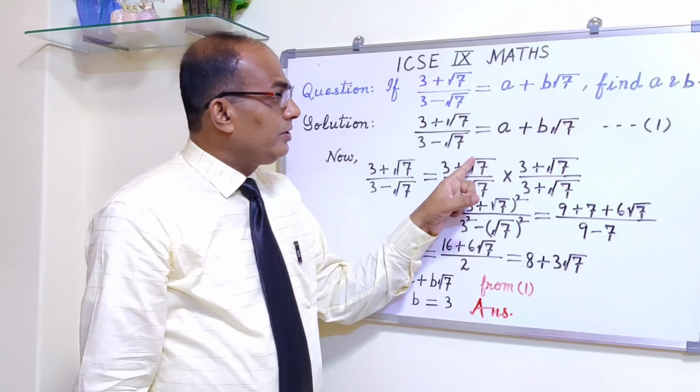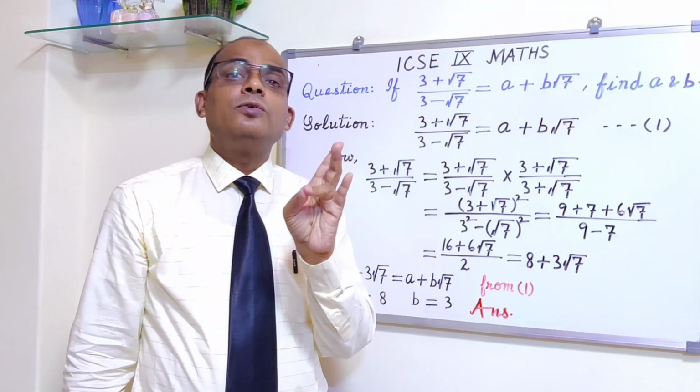Now 3 plus root 7 into 3 plus root 7, two times. A into A is A square.